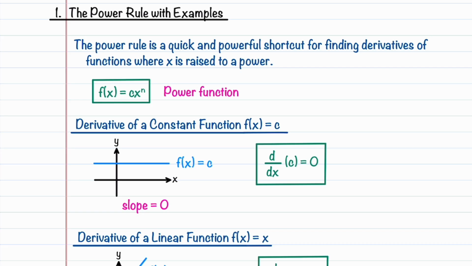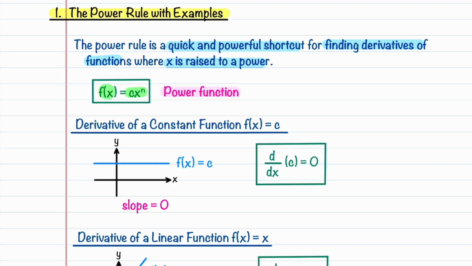Let's start by looking at the power rule and walking through some examples. The power rule is a quick and powerful shortcut for finding derivatives of functions where x is raised to a power. The power rule is used to differentiate power functions, and these power functions look like this: f of x is equal to a constant times x raised to the nth power.